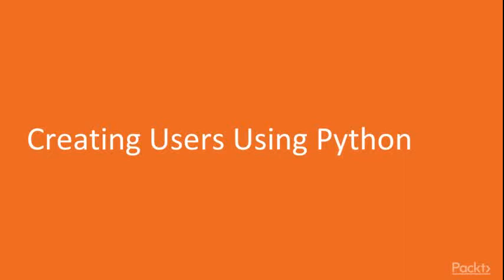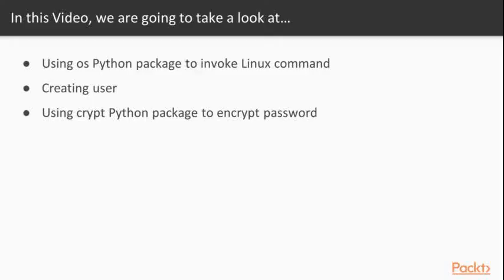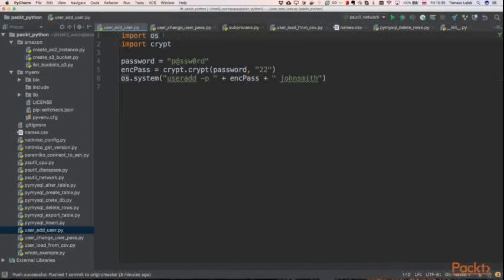And this is the first video of our fifth section, and in this video I'll be creating users using Python code. So I'll be using the OS Python package to invoke a Linux command, because we will need to invoke some command that is responsible for creating users on the Linux operating system. We'll be creating that specific user, and also we will need to use the crypt Python package to encrypt the password, because we want to have the password stored securely. So let's go to the code. We need to start by importing the OS package.